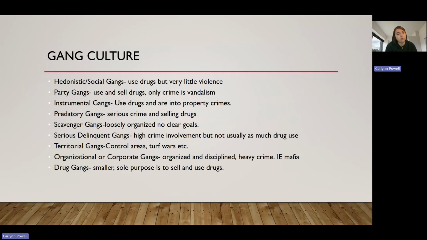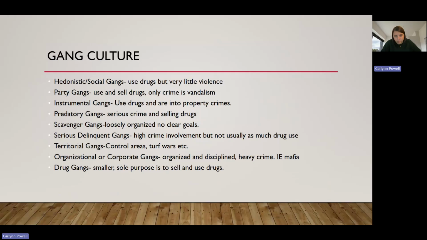Let's take a look at gang culture because this has a big influence on violence in America as well. What I would do if I were you is jot down these notes. There are going to be at least two questions, probably just two questions on this slide in your lecture quiz. So if you want to get ahead on that, there's going to be two questions based off this. Hedonistic and social gangs are gangs that use drugs but have very little violence.